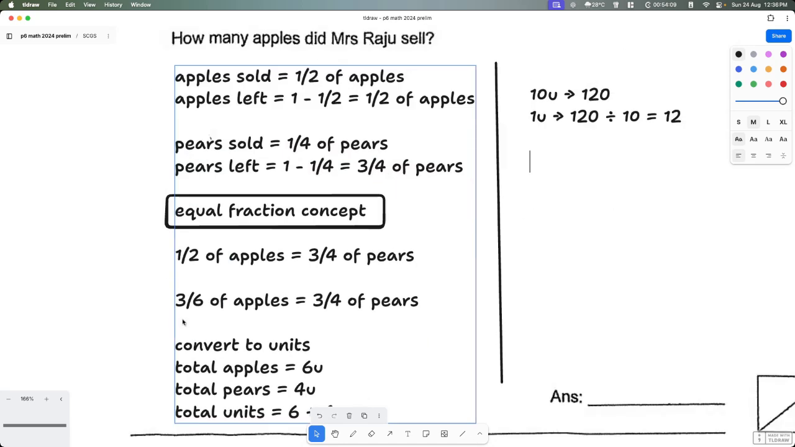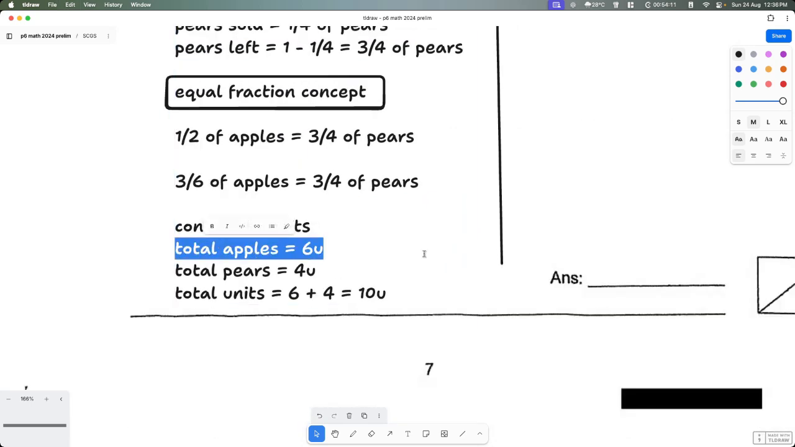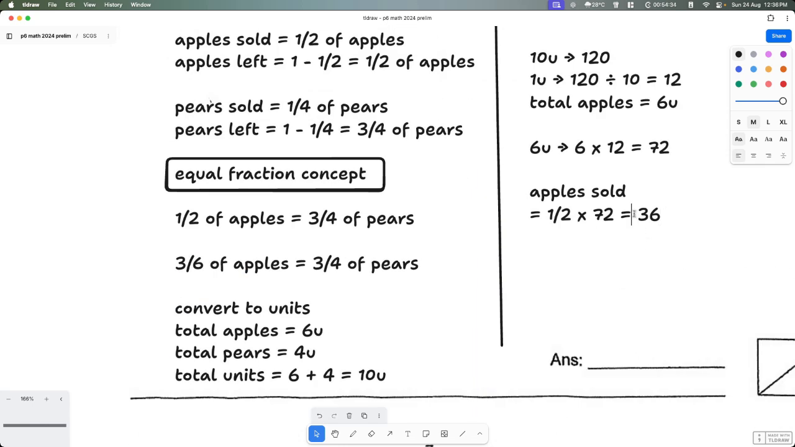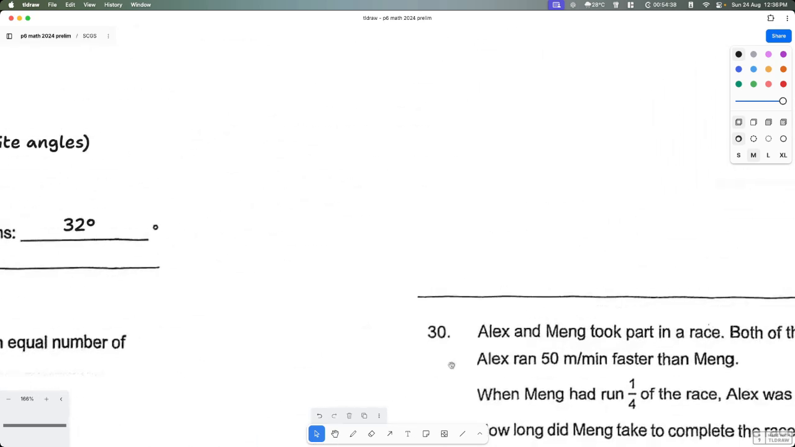Okay, so we know the total apples is 6 units, so 6 units is equal to 6 times 12, which is 72. So he sold half, so apples sold is equal to half times 72, which is equal to 36. Okay, there you go. So that's the answer. The answer is 36. All right, let's move to the next question.